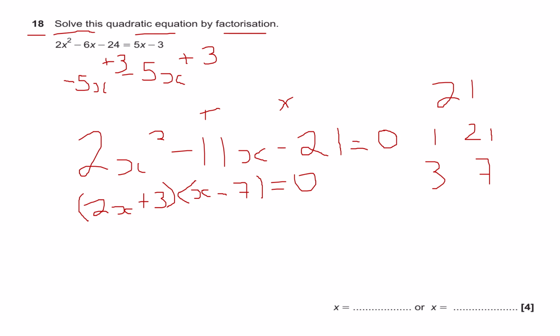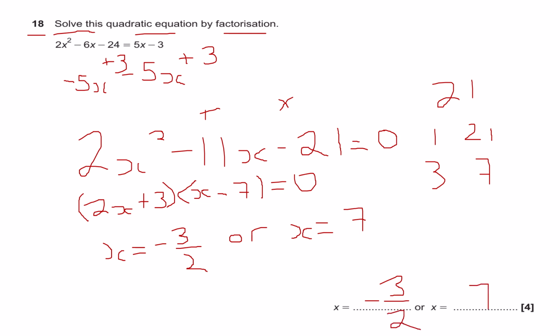So now I'm going to say each bracket is equal to 0. So either 2x plus 3 equals 0 or x minus 7 equals 0. From the first bracket, x equals minus 3 halves or minus 1.5, or the second bracket equals 0, so x is equal to positive 7. You set each bracket equal to 0 and then solve each linear equation separately. You get x is minus 3 halves or minus 1.5, or x equals positive 7.